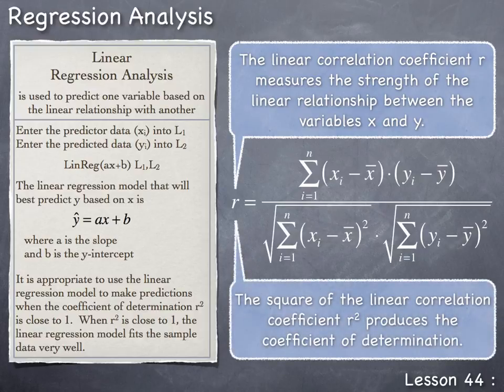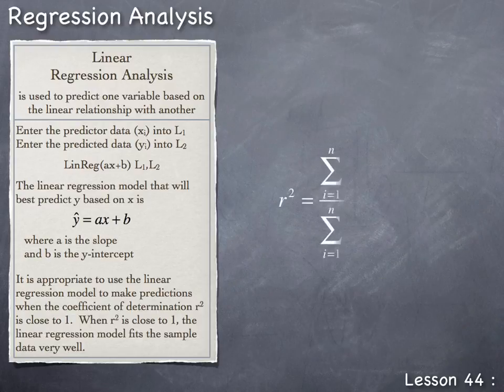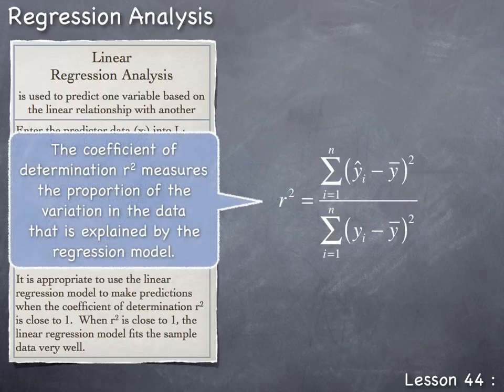The square of the linear correlation coefficient, r squared, produces the coefficient of determination. Here, the coefficient of determination r squared is rewritten in a form that can be interpreted more easily. The coefficient of determination r squared measures the proportion of the variation in the data that is explained by the regression model.